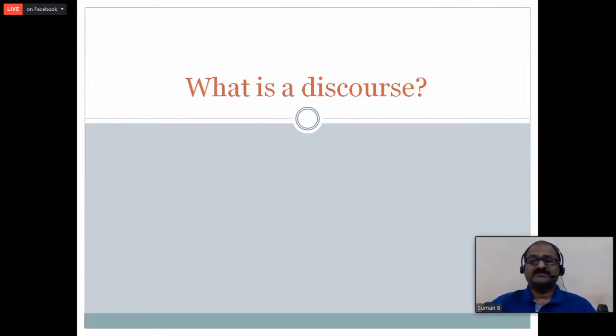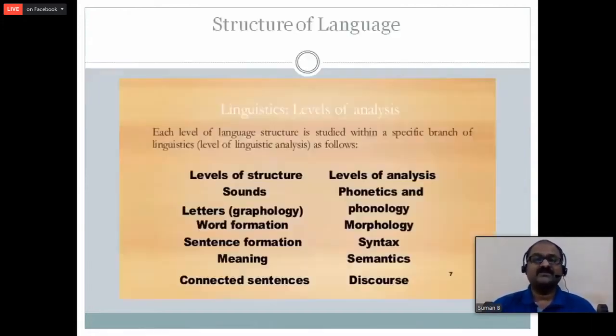So in this context, I'm sure most of you are aware of this term called discourse. So what is a discourse? In order to understand this term discourse better, we'll first have to look at the structure of a language. So what is the structure of a language? What is the hierarchy of a language? If you can see here, this picture talks about various levels of analyzing a language, analyzing the structure of a language.